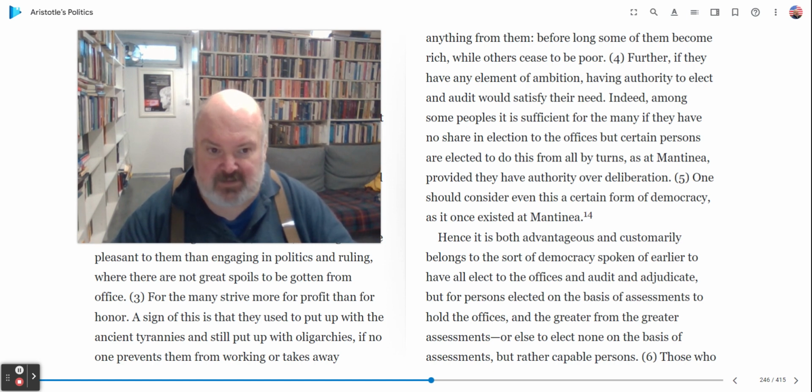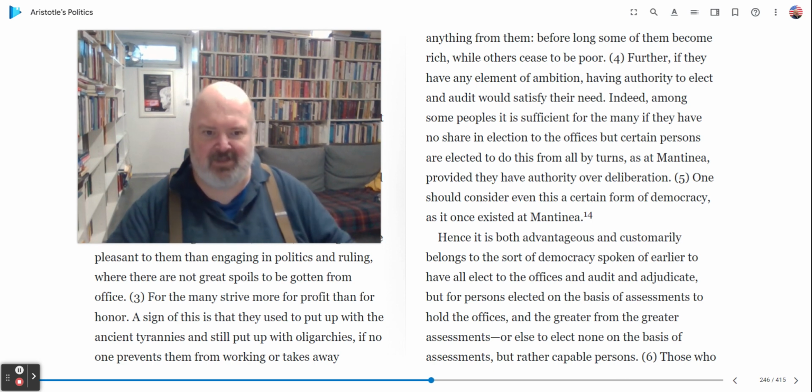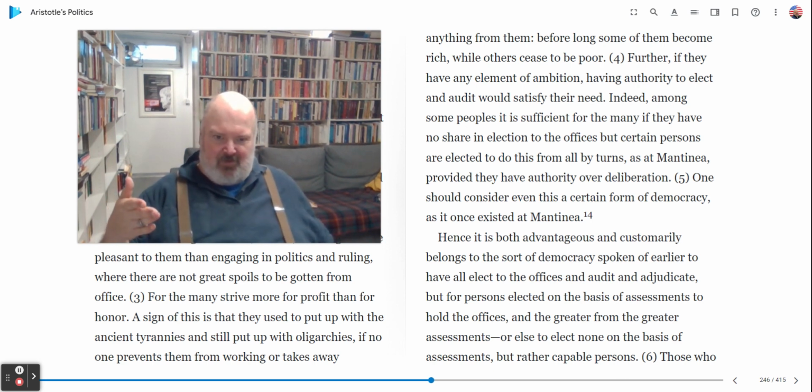Indeed, among some people, it is sufficient for the many if they have no shares in election to offices, but certain persons are elected to do this for all by turns, as in Mantinea, provided they have the authority over deliberation. In other words, they have no share in election to the offices. They can't get into the office, but certain persons are elected to do this.